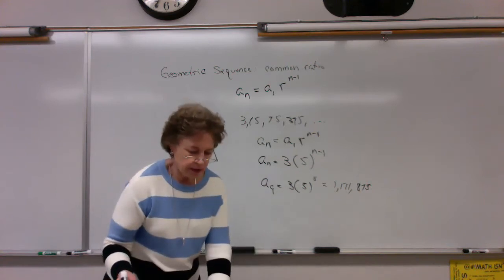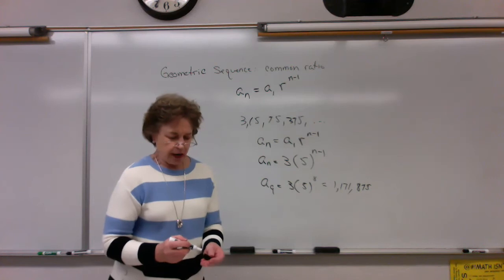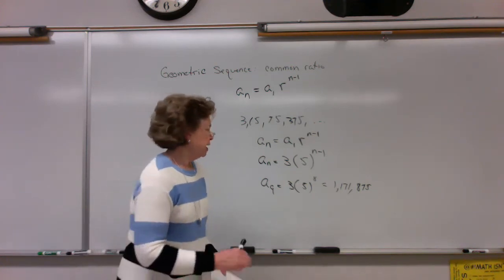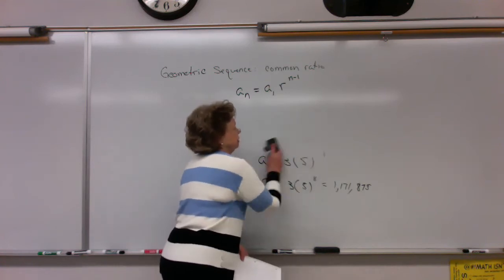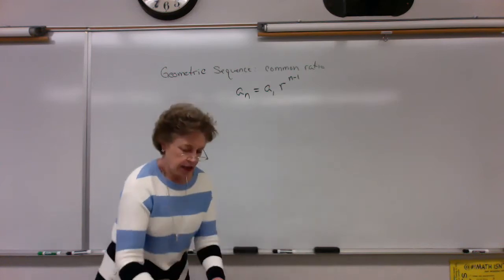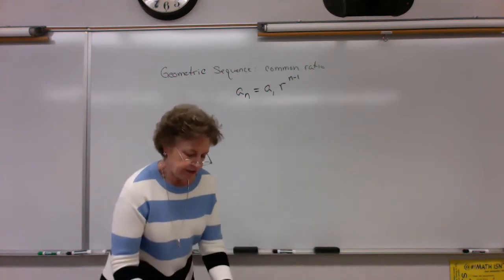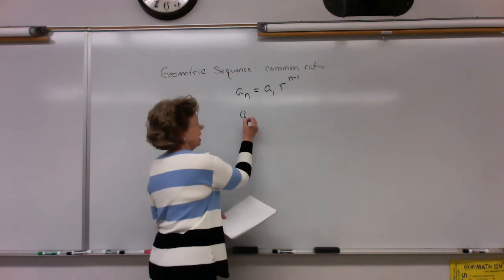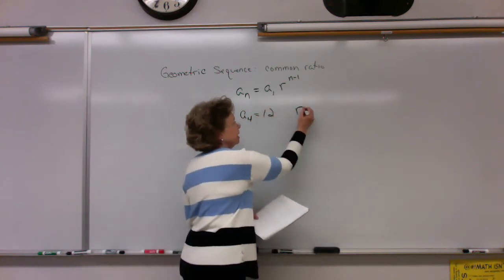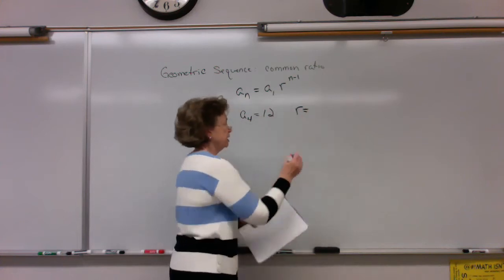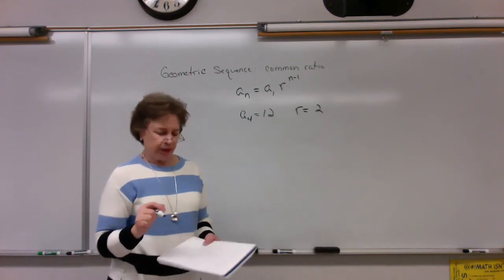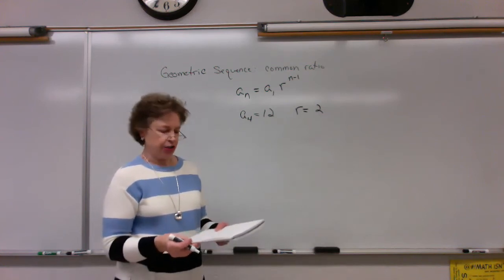Now don't turn the page. Look at the next one. Writing a rule if you're given a term, not the first term, and a common ratio. So remember the rule. This is what's going to guide us. So in this example, they gave us a term, a sub 4, and they told us that that equaled 12. And we had a common ratio of r equal to 2. And our job is to write a rule for the nth term, and then find the first 6 terms.